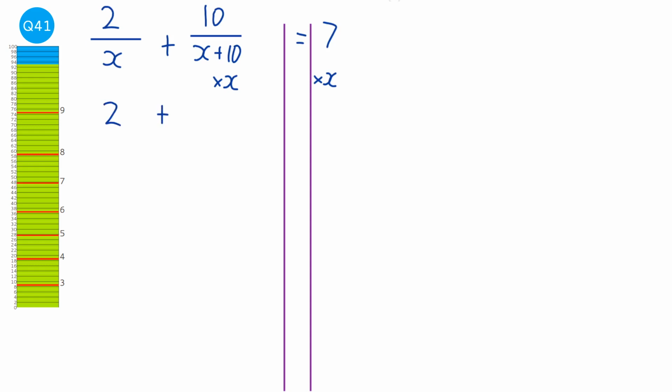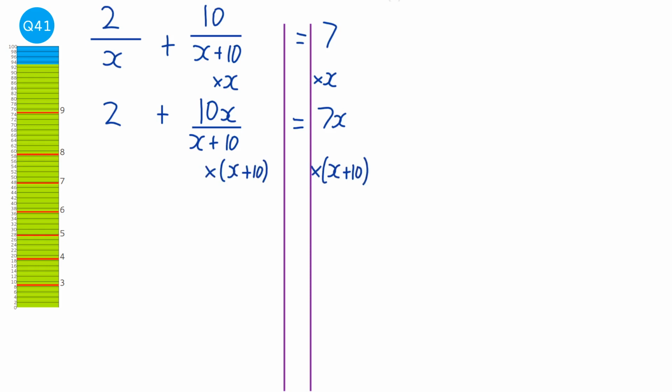Well, when you times a fraction by something, you times the numerator. So it would be 10x over x plus 10, the denominator stays the same. And here it just becomes 7x. Next, we're going to get rid of the second fraction's denominator. So we're going to times by brackets x plus 10, both sides.